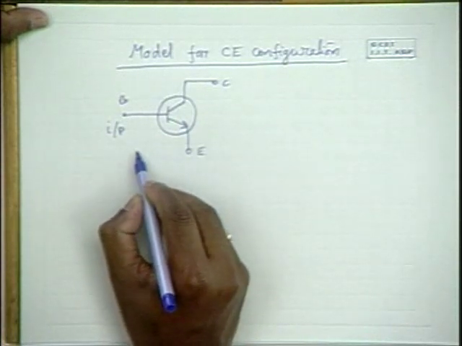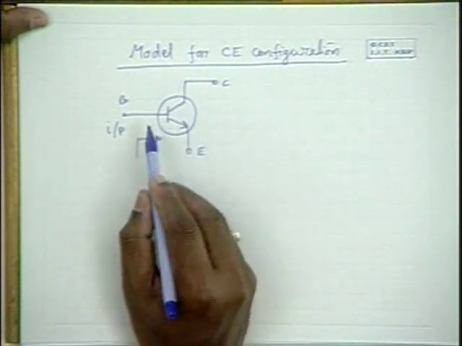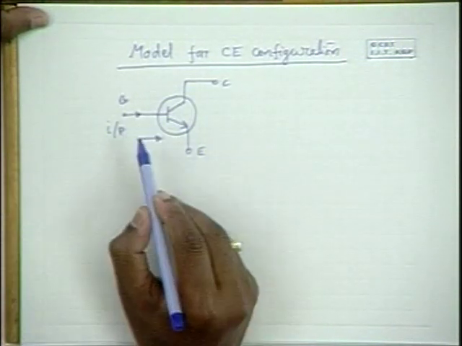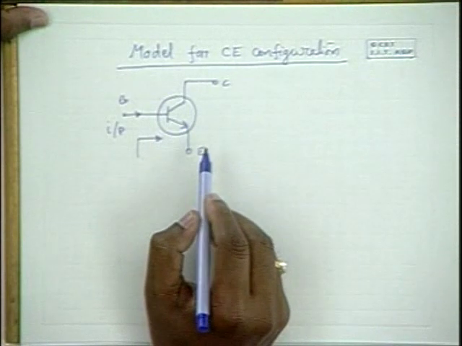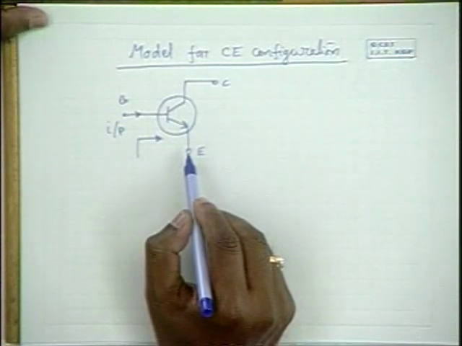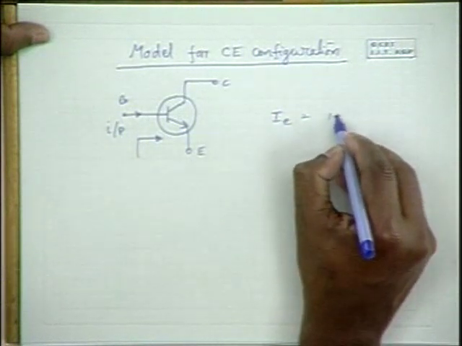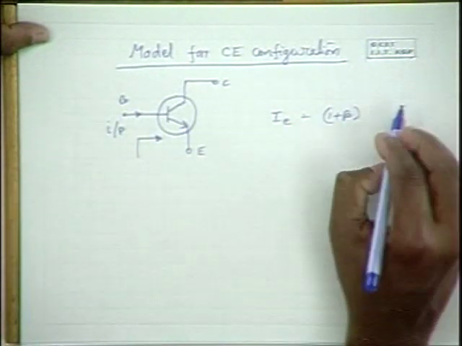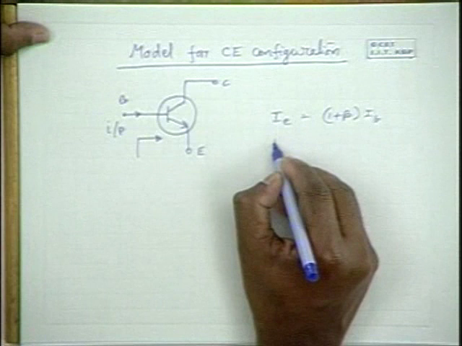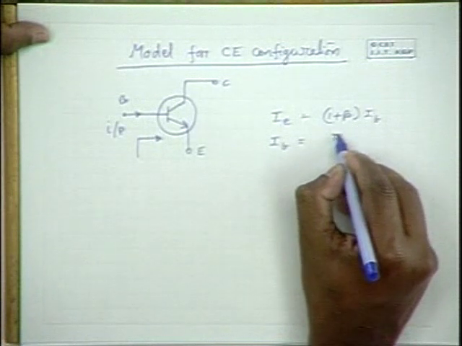Now, what is the input impedance that is offered by the circuit? Here also you have the diode, input between base and emitter, but the current that flows through the base is different from, is a fraction of the diode current. Actually, IE is 1 plus beta times IB. Now the current that flows, therefore, IB through the transistor is IE by 1 plus beta.